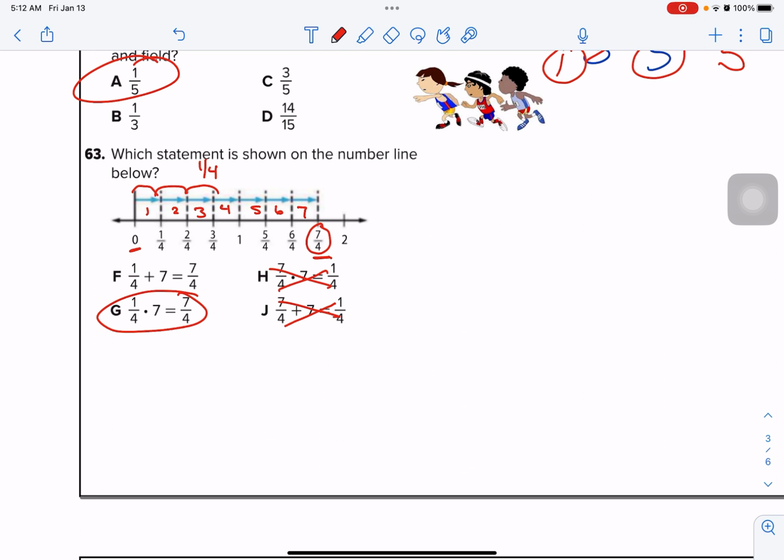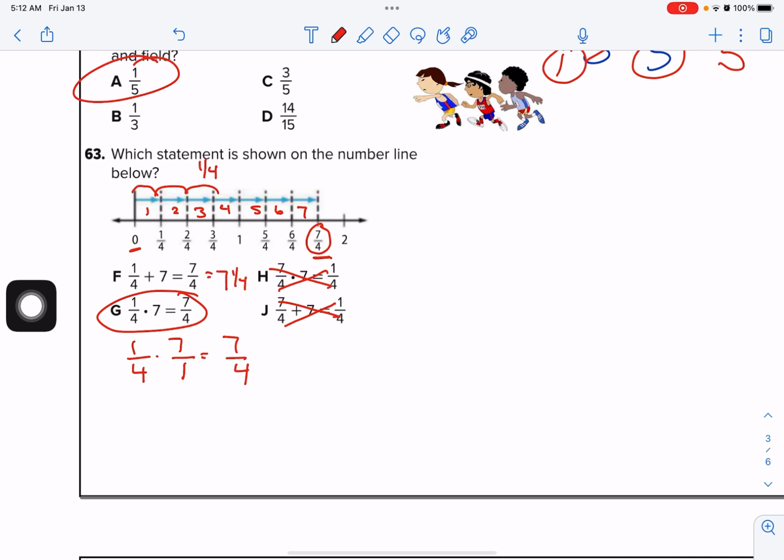When it is an MCA question, a nice test-taking strategy for this is to see which problem actually is equivalent or actually works out. If I were to do 1/4 times 7, I would find that the answer is 7/4. Whereas if I look at letter F here, if I did 1/4 plus 7, that equals 7 and 1/4. So that isn't the same as 7/4. Therefore, I would also know that that is not accurate. So again, with these, you can actually solve them and see which one makes a true statement as well.